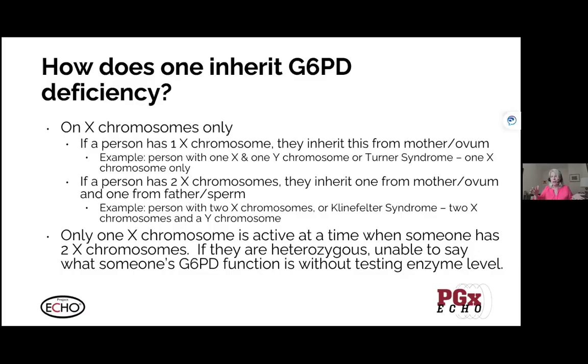There's only one X chromosome that's active at a time in each individual cell, and they can have a different ratio of how many are expressing the X chromosome that is fully functioning for G6PD versus the ones that are G6PD deficient. So you have to do an enzyme level, and that can change at points in people's lives and depending on different factors. So folks with two X chromosomes are generally females, or it could be a male with Klinefelter syndrome who has two X chromosomes and a Y chromosome.